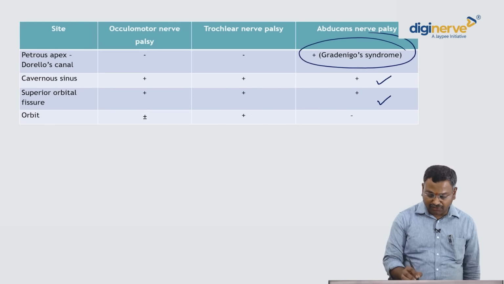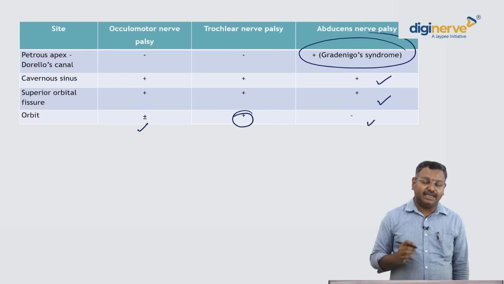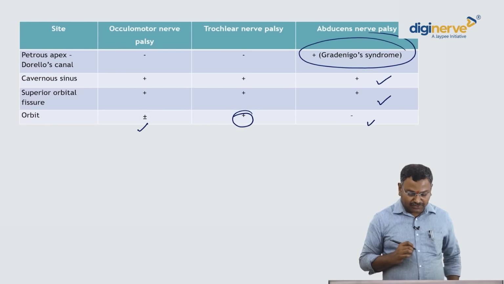In the orbit, the 4th cranial nerve is most likely, followed by the 3rd, and very rarely the abducens can get involved due to 3rd nerve involvement. So these are the various sites where the ophthalmoplegia can happen.